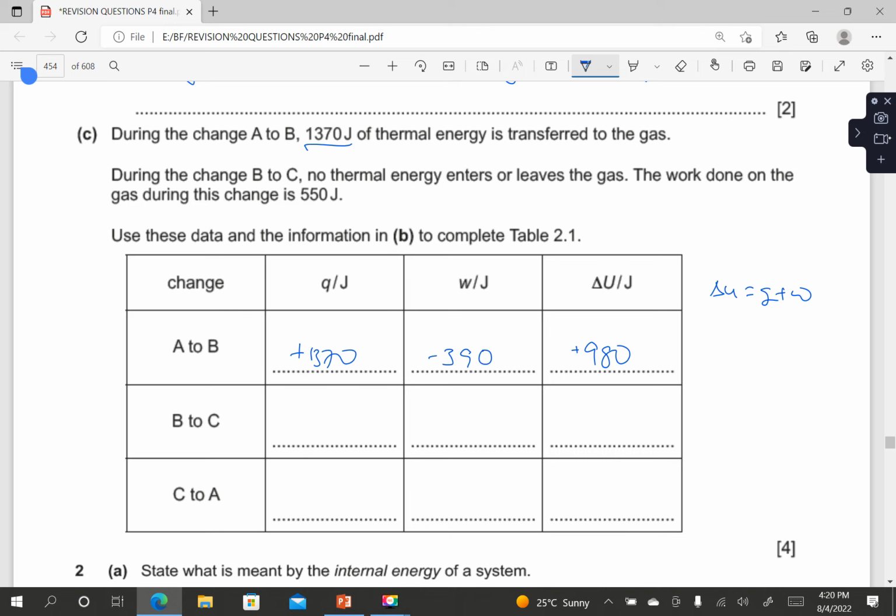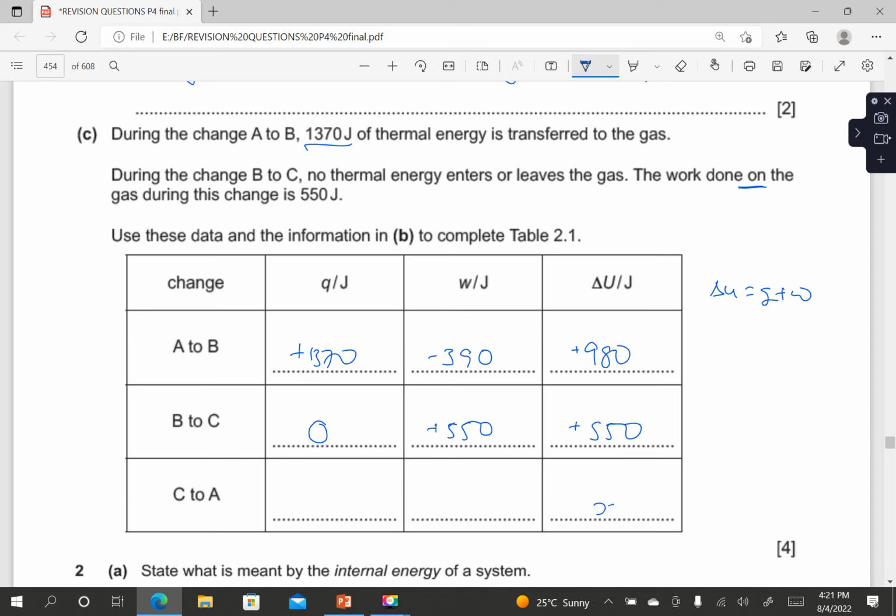B to C. During the change B to C, no thermal energy enters or leaves the gas. So Q is 0 without even any calculation. The work done on the gas during this change is 550. So this is going to be positive 550. So using this formula, the change in internal energy is also positive 550.